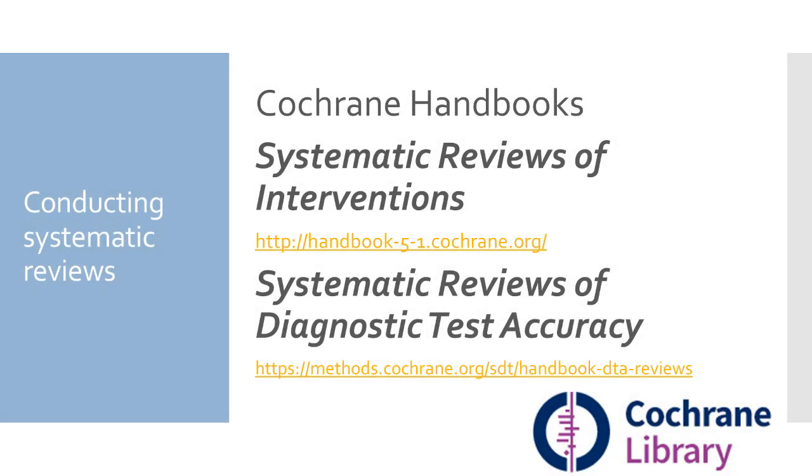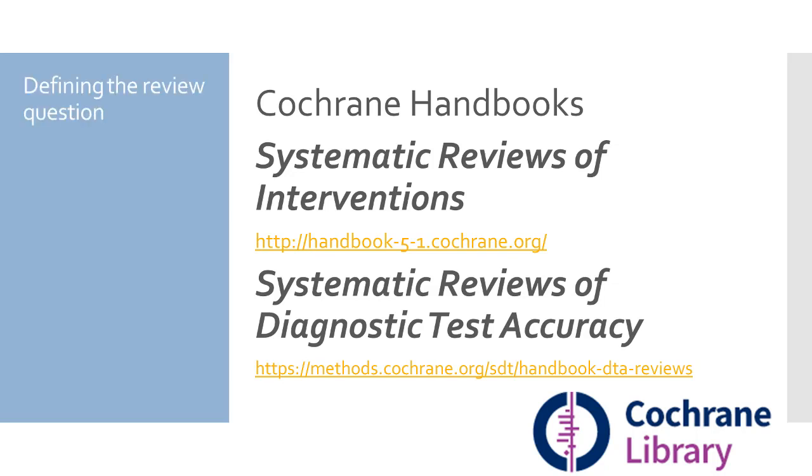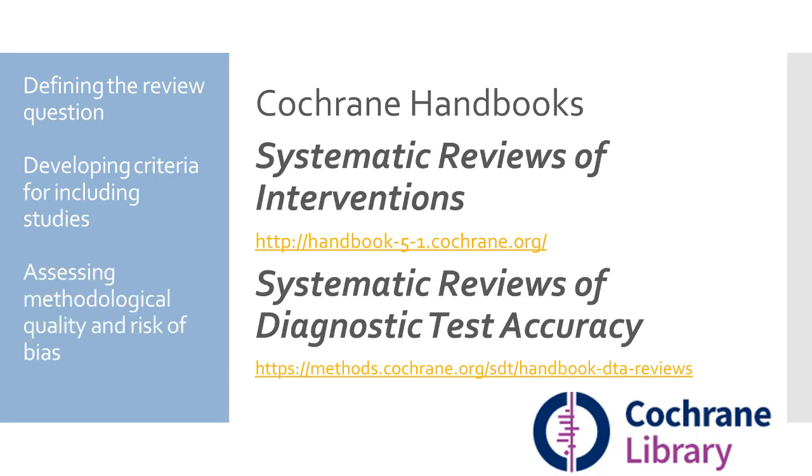The Cochrane collaboration produces systematic reviews based on principles of minimizing bias, keeping current with the literature, and ensuring quality. They have developed handbooks on conducting systematic reviews of therapeutic interventions and of diagnostic test accuracy. Even if you're not conducting a systematic review with the Cochrane collaboration, you can still use their handbooks as guides. Sections of the handbook include defining the review question, developing criteria for including studies, assessing methodological quality and risk of bias, and interpreting results.